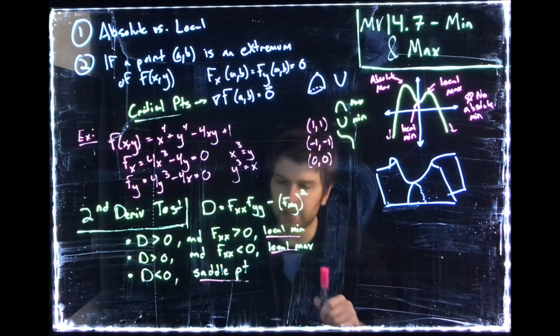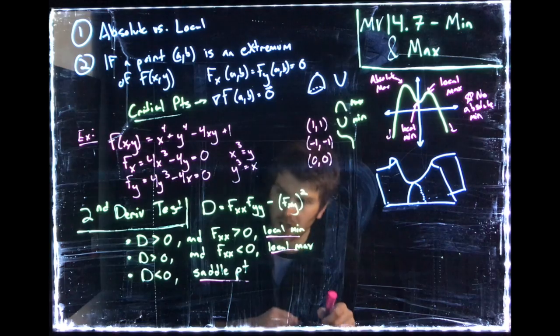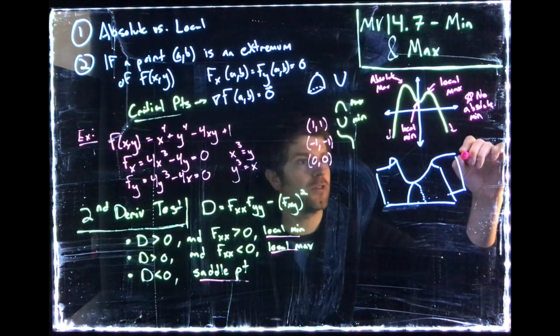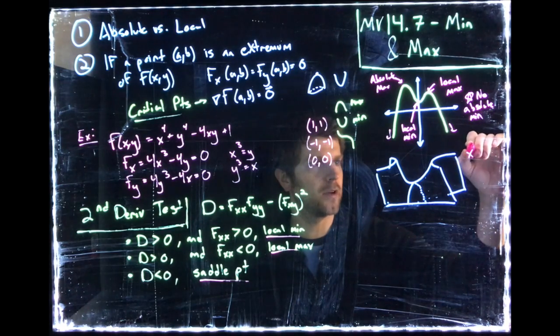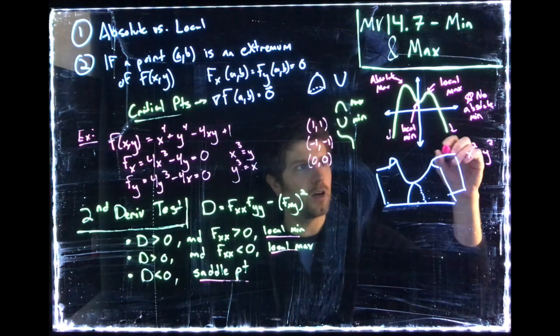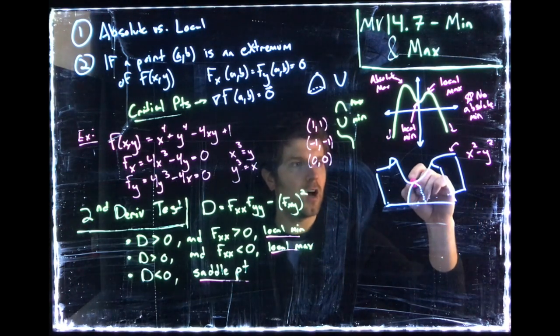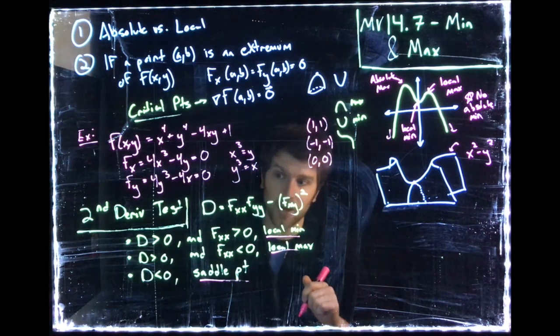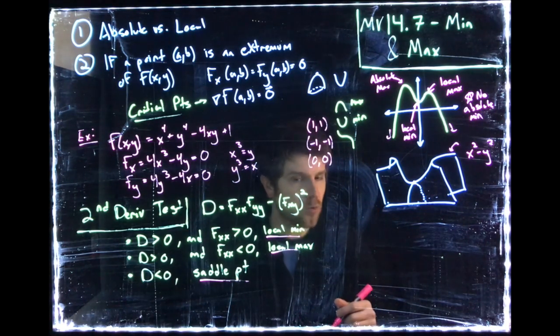And a saddle point is this very special little point that is neither a maximum nor a minimum. And our classic example is, if you think back to our old hyperbolic paraboloid, x squared minus y squared. Here's a little sketch that I've made. The origin for x squared minus y squared is a saddle point, and you can do that test yourself.